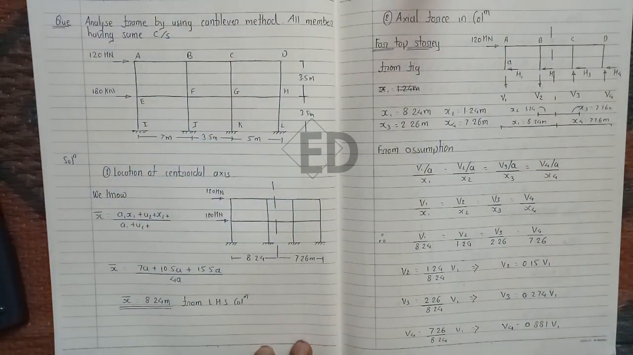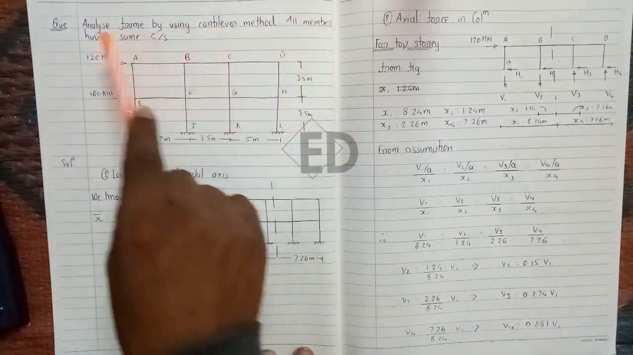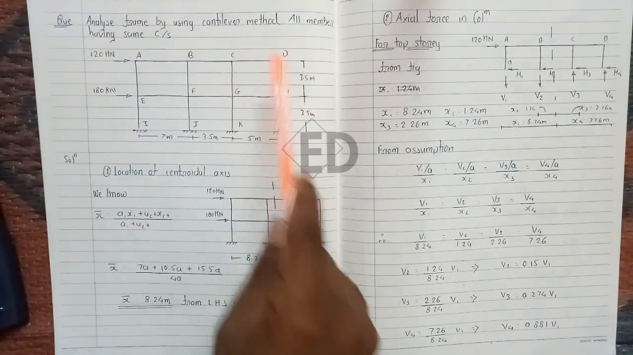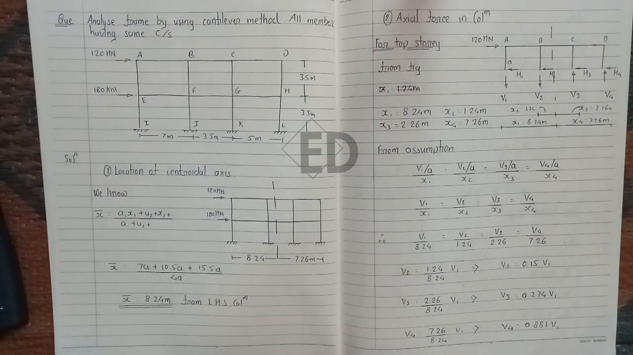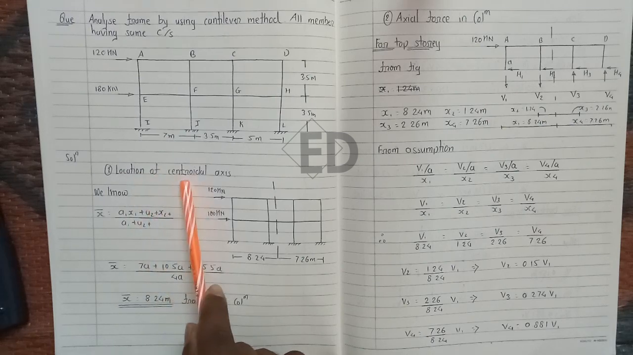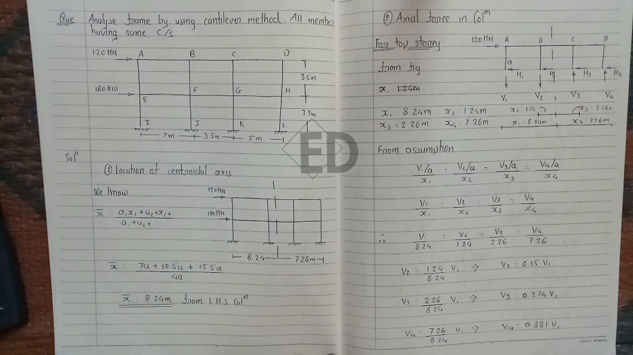Today we are going to see analysis of a frame by using the cantilever method. So let's start. Here it is given that all the members have the same cross section, meaning the area of all these members is the same. Our first step is the location of the centroidal axis.